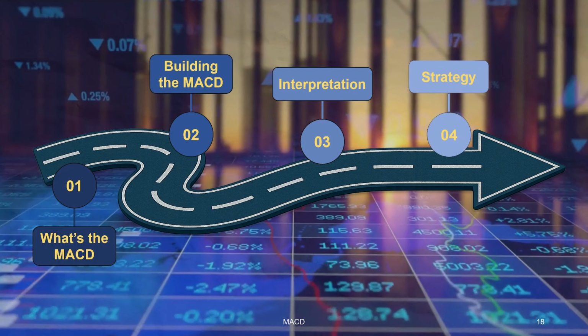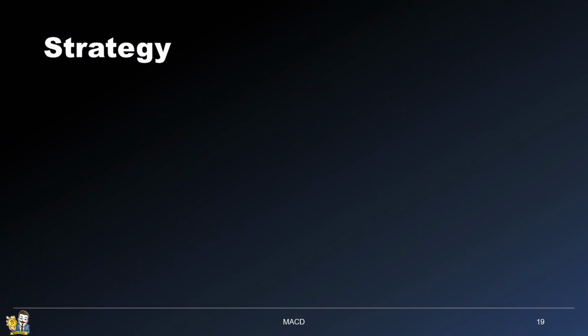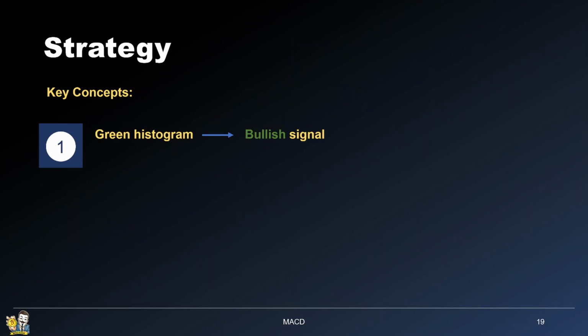Alright, let's now move on to a powerful strategy based on the MACD. Here are some key concepts to keep in mind. When the MACD histogram is green, it's a buy signal. When it's red, it's a sell signal.